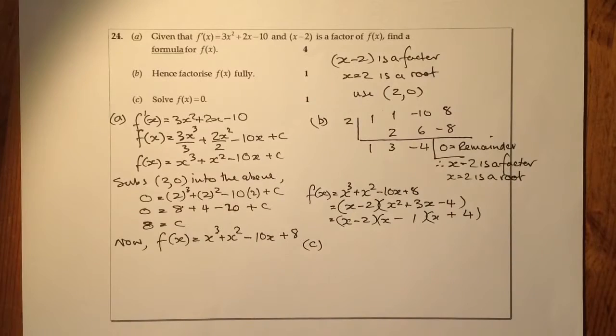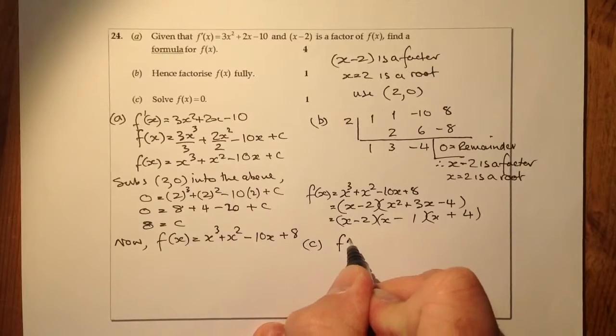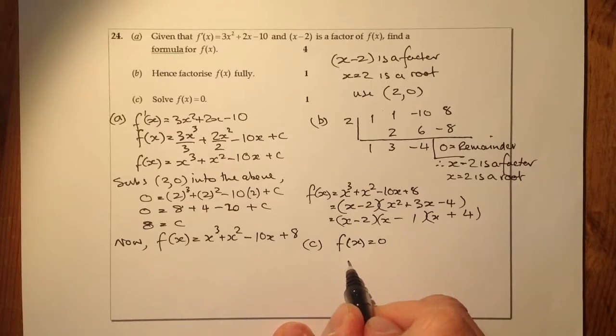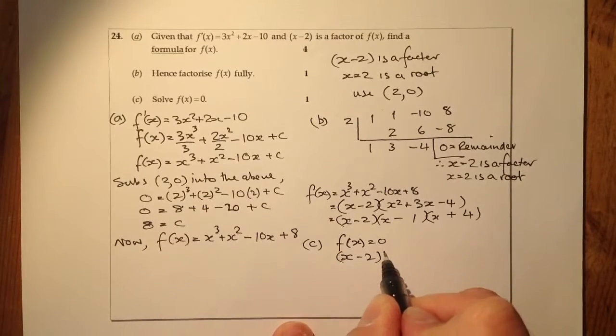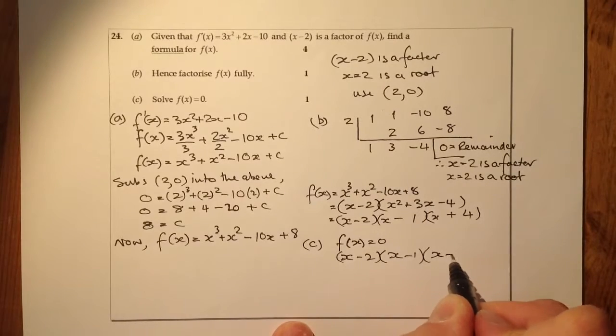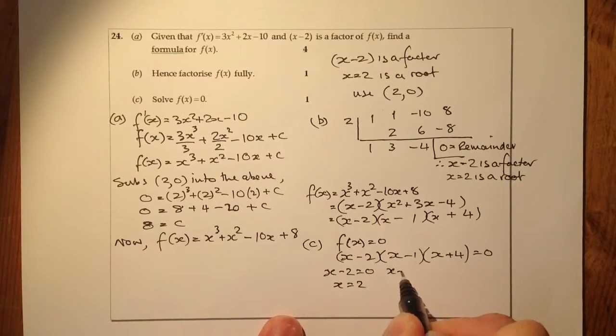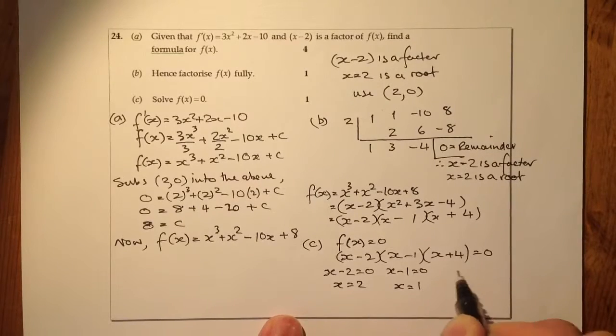Finally, what I have to do for part C is solve f of x equals 0. So what I've got is f of x equals 0. I'll just write down the factors from up above. I know that that's all equal to 0, so from here I've got x minus 2 equals 0, x equals 2, x minus 1 equals 0, so x equals 1, x plus 4 equals 0, so x equals minus 4. And that would be the question complete. That's it, factorised fully, and the solutions given for f of x equals 0.